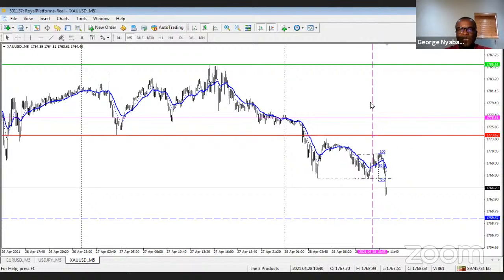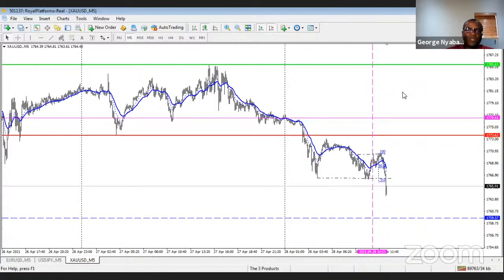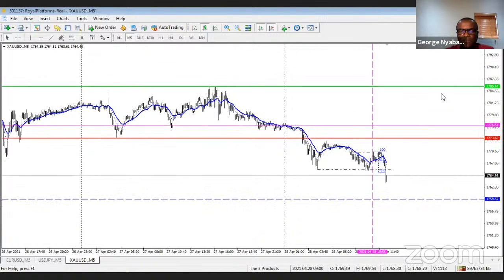Then, of course, there are vertical lines. The magenta lines just indicate for me the open of the session, because I always want to see what's happening right at the open, because trading the open is slightly different to trading the middle of the day or the end of the day. So at some point in time, we'll talk about strategies for trading the open.